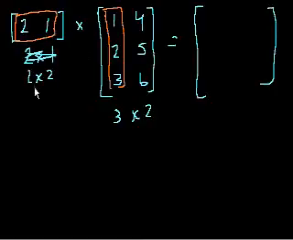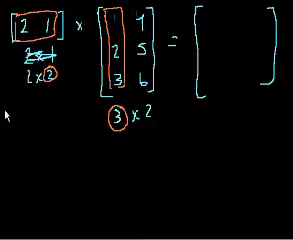You could have looked at the dimensions. 1 by 2, and this is a 3 by 2. This 2 is not equal to this 3. The number of columns in the first is not equal to the number of rows in the second, so you cannot multiply those two matrices.